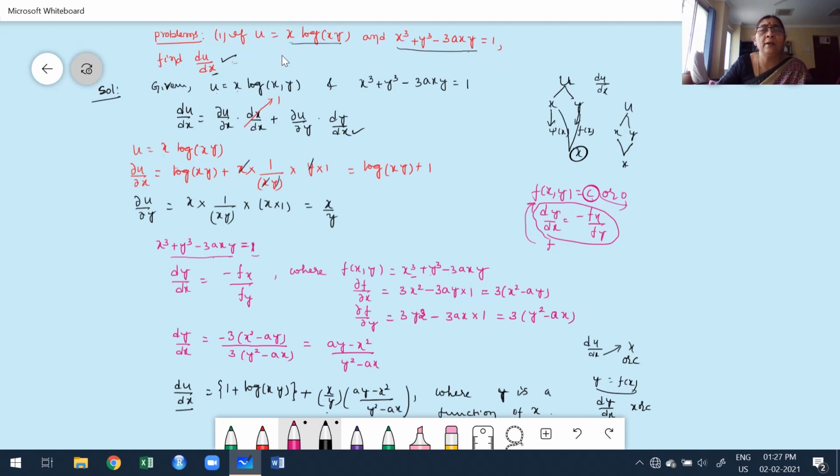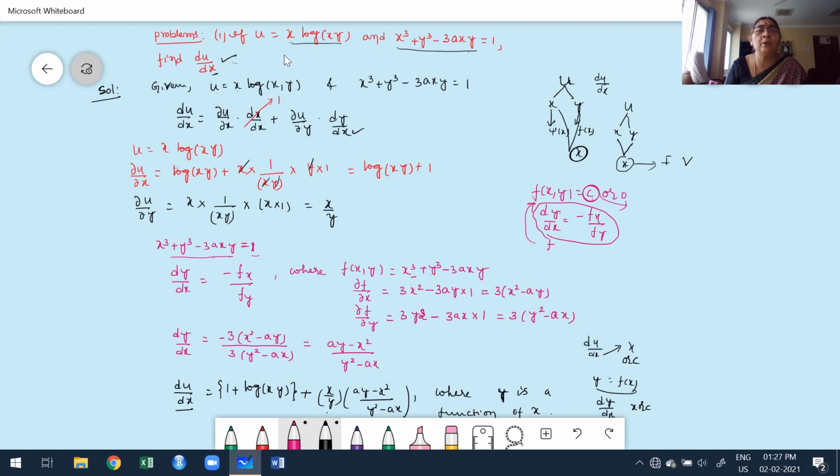Find du by dx. If you want to find du by dx, u is a function of x and y. Understand that both x and y are functions of x. Then we are expecting only one independent variable, and then it is possible to go for the total derivative. Therefore, even though it is not mentioned, observe carefully, they are expecting ordinary differentiation, meaning one independent variable. Your x and y depend upon a single independent variable, which is x.